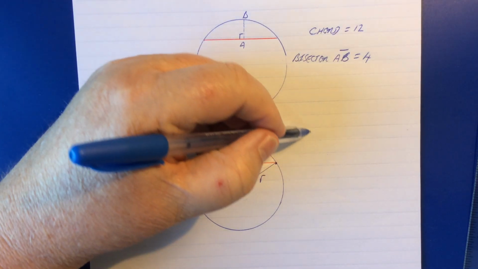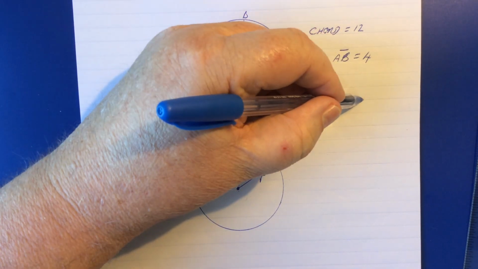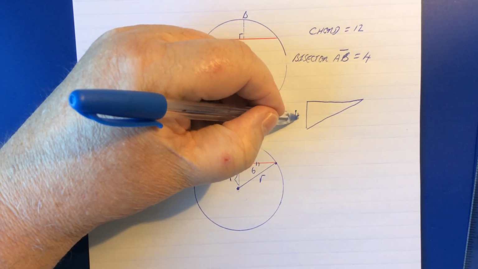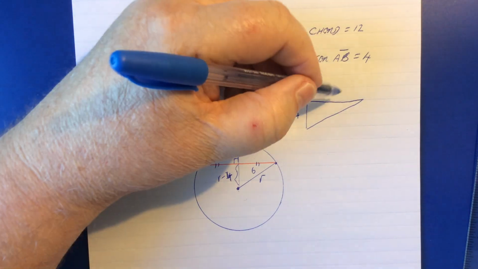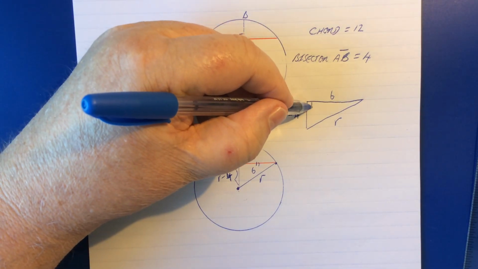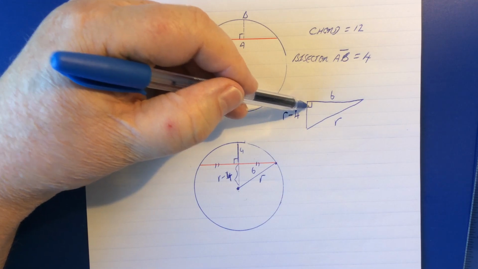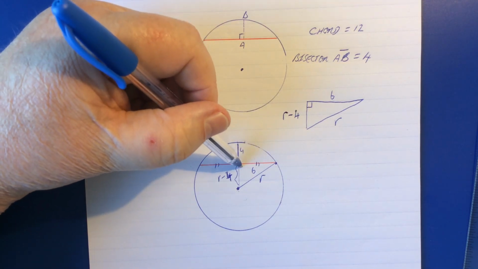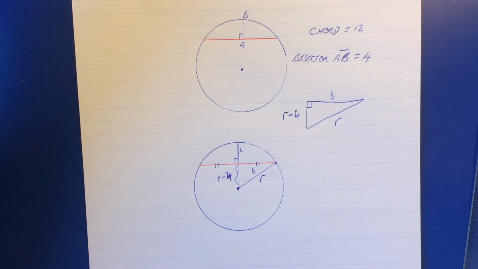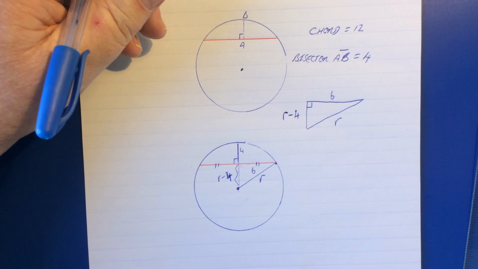Okay, now let's just extract this and draw what we've got. A little bit of freehand drawing here. We know that that is r minus 4. We know that that is 6, and we know that that is r. We also know that that is a right angle because it is opposite this angle here, and we have two straight lines. There are other reasons as well, but that's a good one, so we'll go with that one.